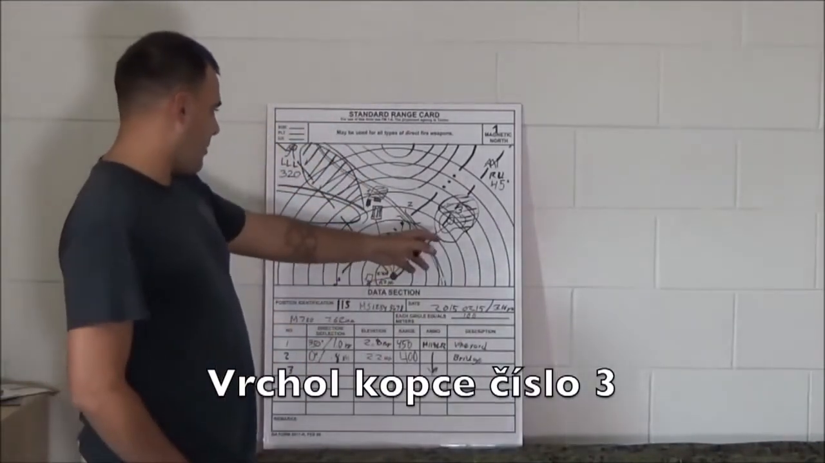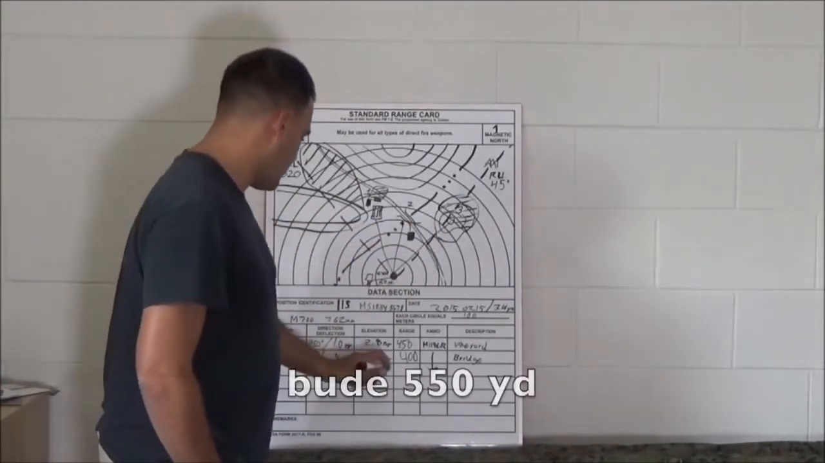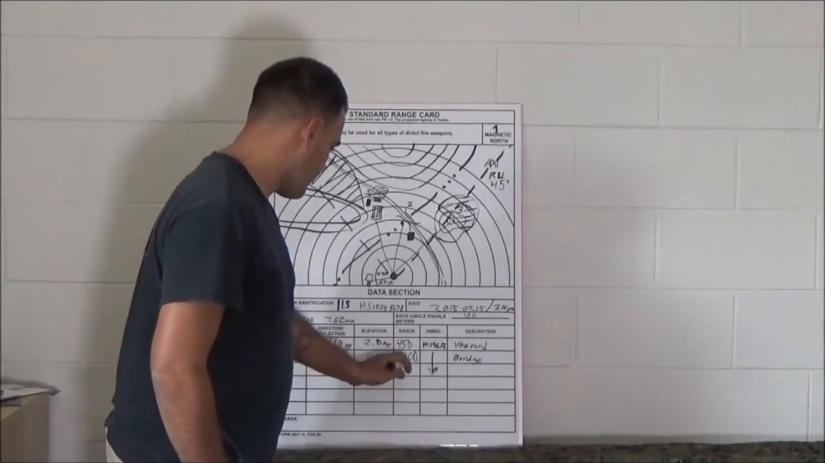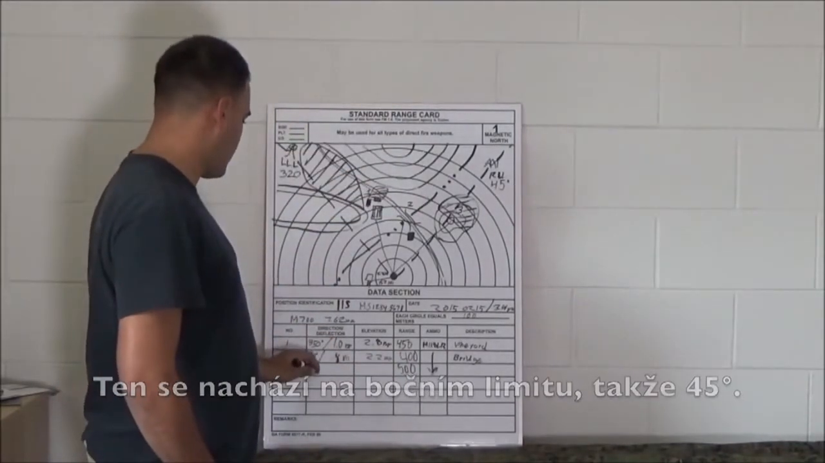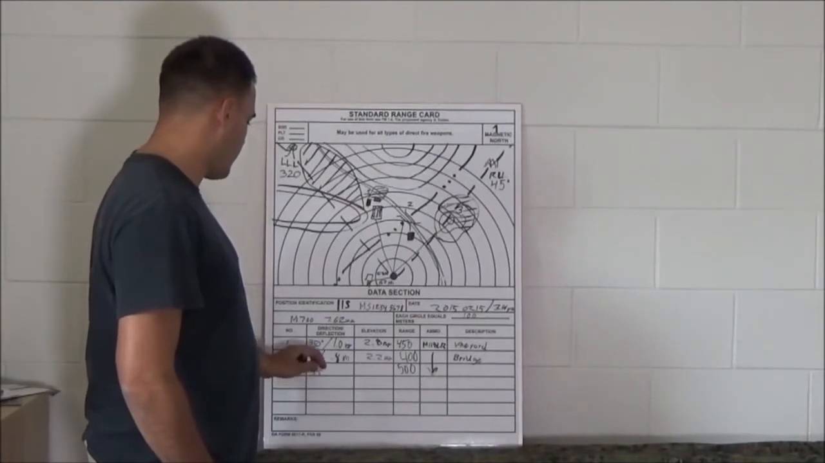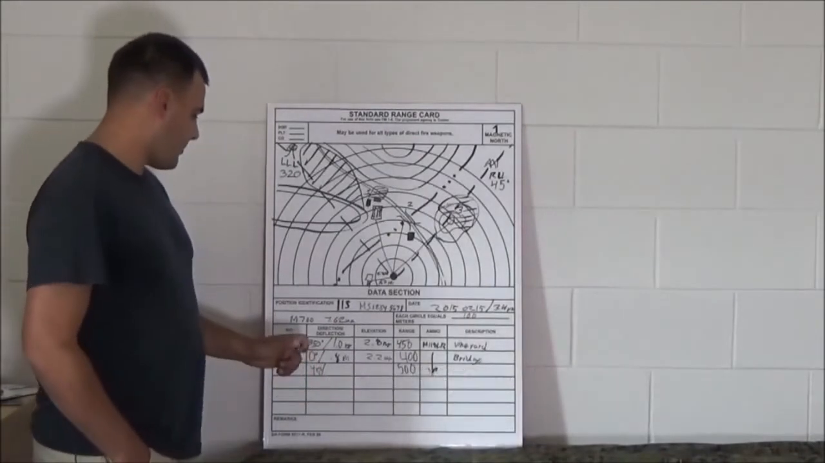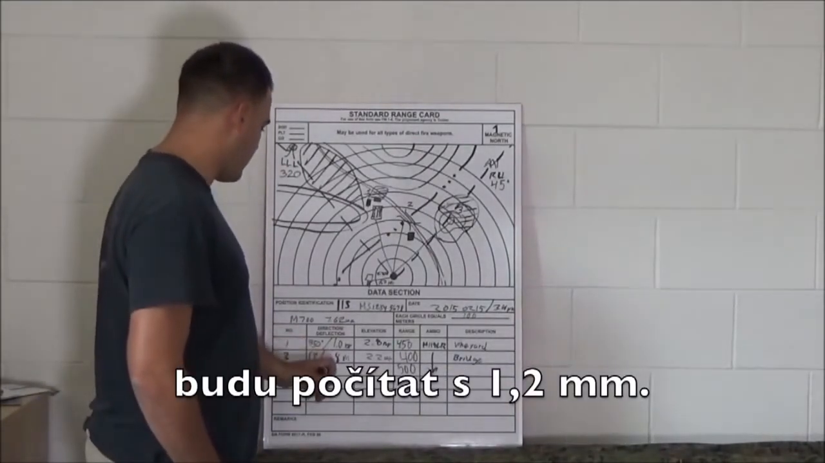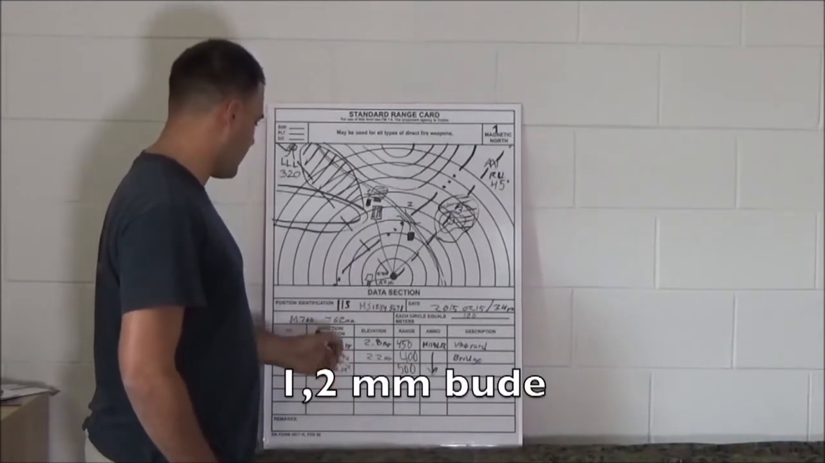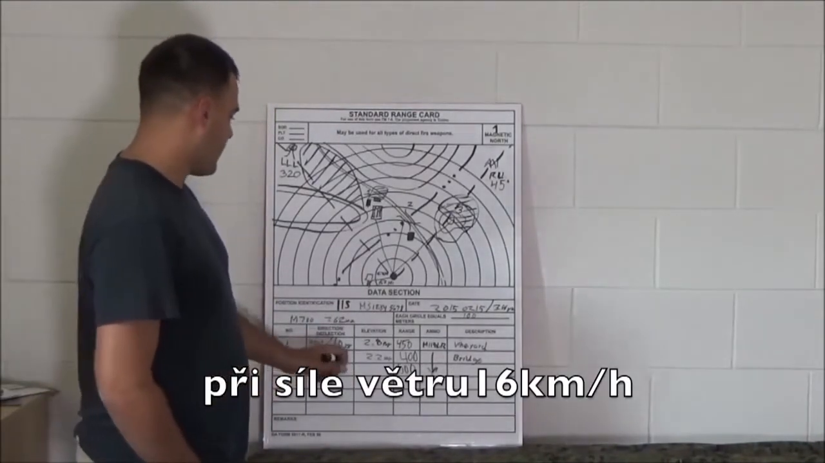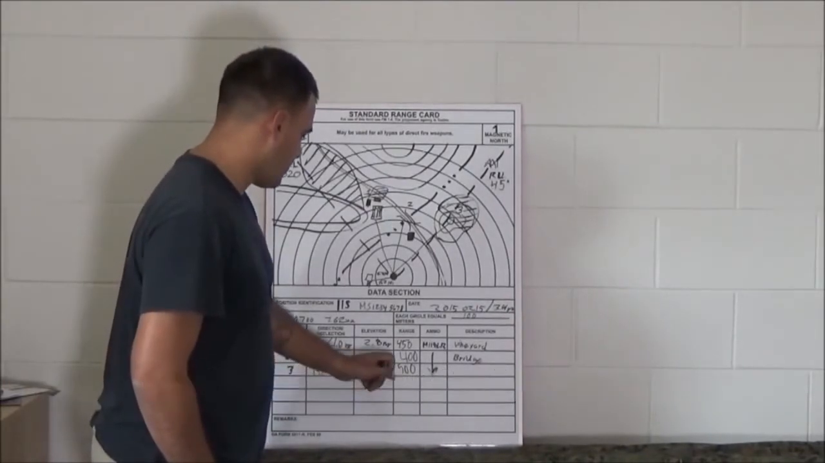And the hilltop, number 3. Got 550 yards. It's right on our lateral limit, which is 45 degrees. And for 500 yards, I'm going to go with 1.2. Say 1.2 mils is our 10 mile an hour wind call. And the elevation is 3.2 mils.